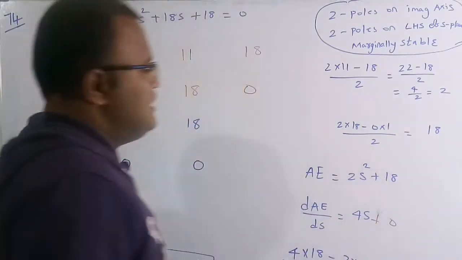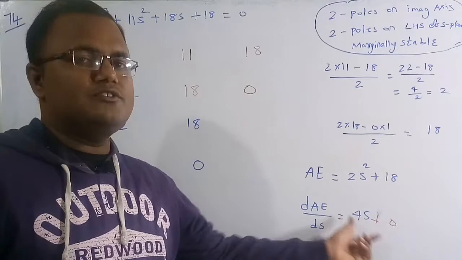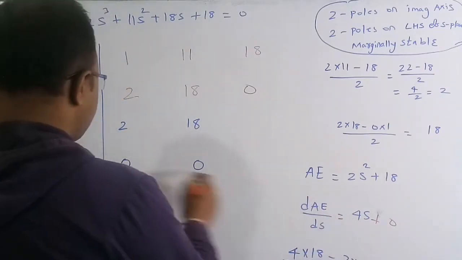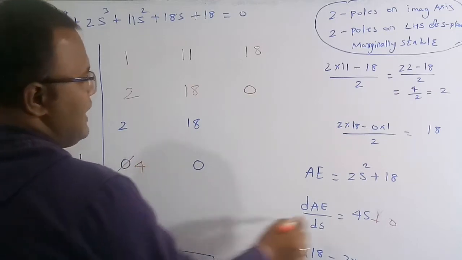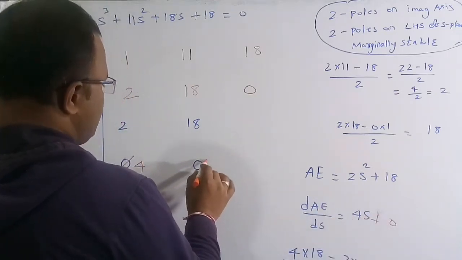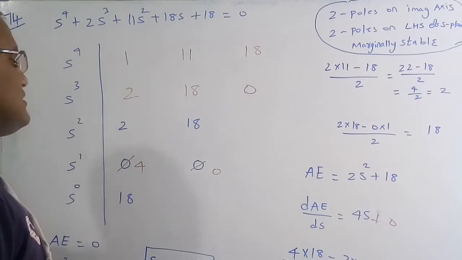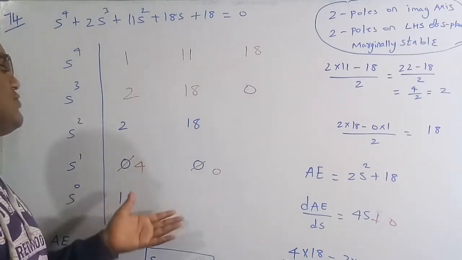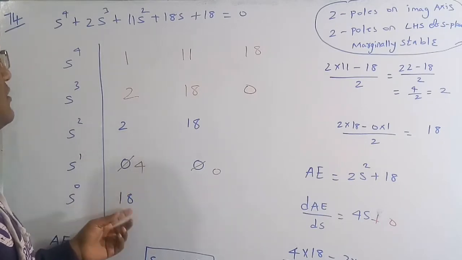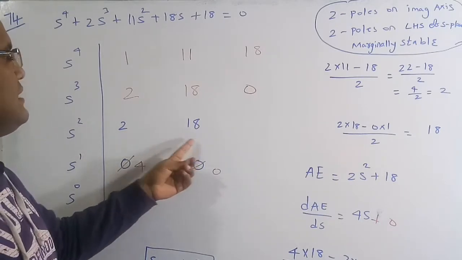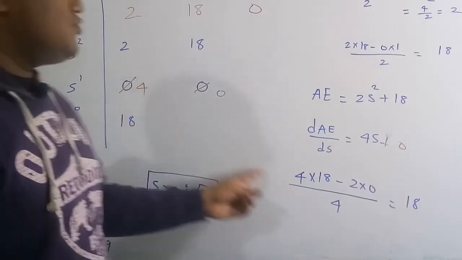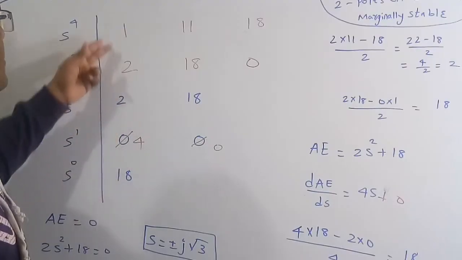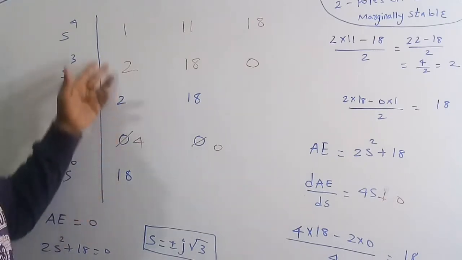So 4s plus 0. Whatever coefficients you have got, you have to fill in this row. The first coefficient is 4, so 0 must be replaced by 4, and the other coefficient is 0. Based on this, now you have to fill the remaining columns in this matrix. So if you want this value, then you have to go for 4 into 18 minus 2 into 0 by 4. So you are going to get 18. So here you have to write 18. If you see carefully, there are no sign changes in the first column.